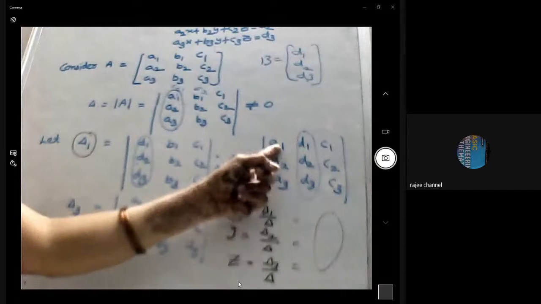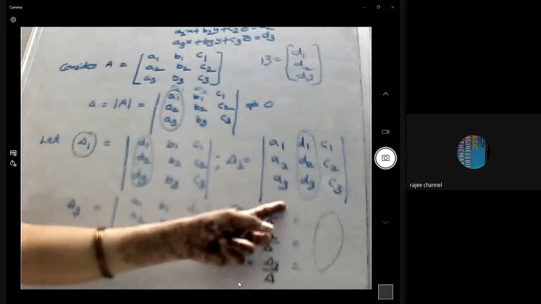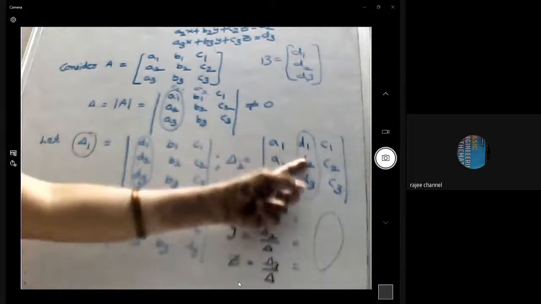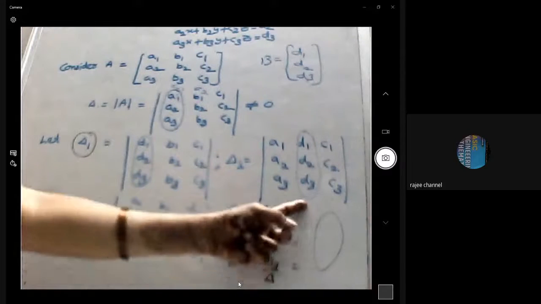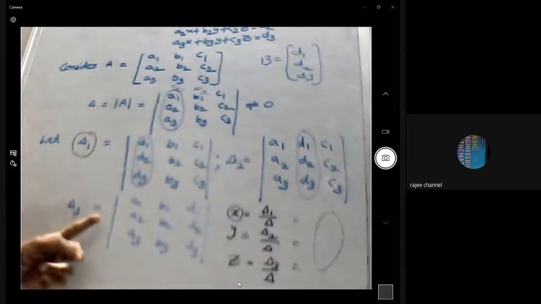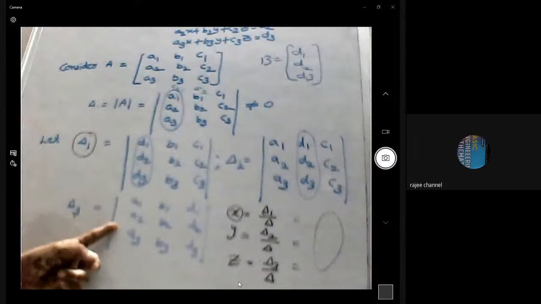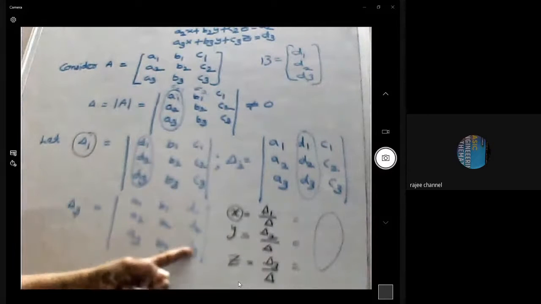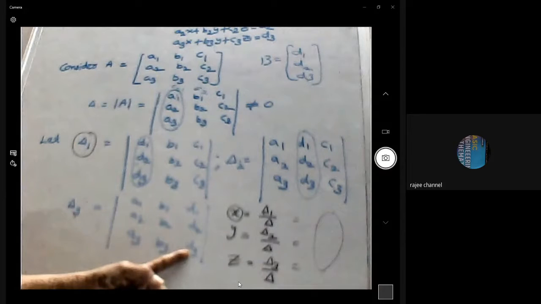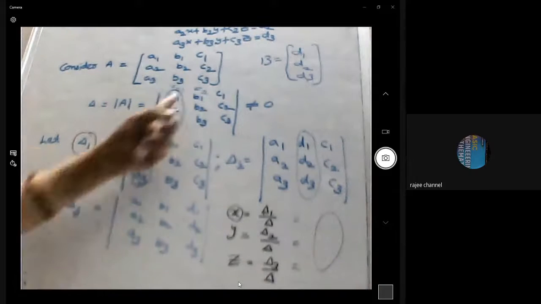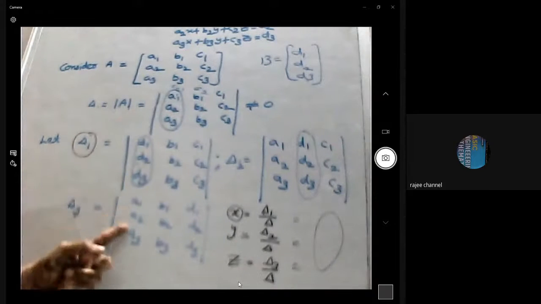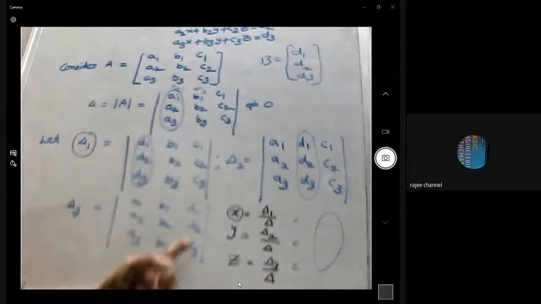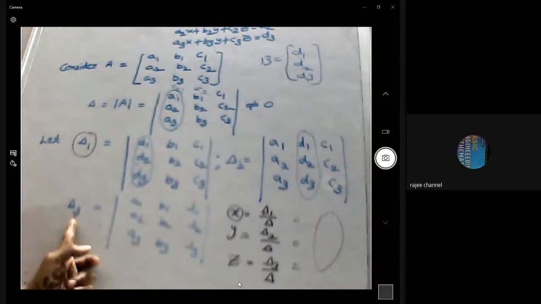Take the C1 column and C2, C3 columns as they are. Delta 2 equals the determinant A1, A2, A3, D1, D2, D3, C1, C2, C3. Next, delta 3 is obtained by replacing the third column C1, C2, C3 with the constants D1, D2, D3. C1 and C2 columns we take as they are: A1, A2, A3, B1, B2, B3, and D1, D2, D3. This is the delta 3 value.